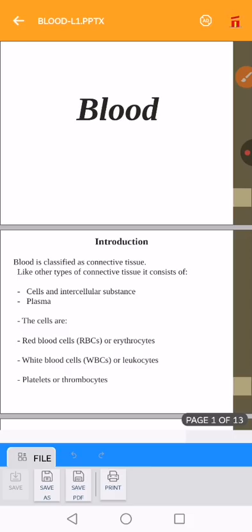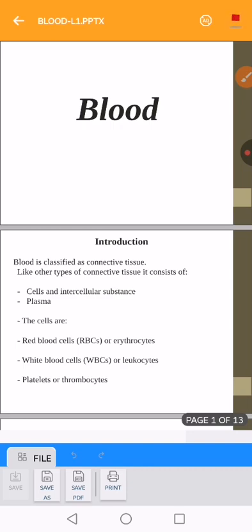What is the blood? The blood is classified as a connective tissue. So when we talk about any system, we should know what that system or tissue is exactly. So what is the blood? The blood is a connective tissue. Like other types of connective tissue, it consists of cells and intracellular substance and plasma. This is the main component of the blood. So the blood is composed of two things: plasma and cells that contain intracellular substance.